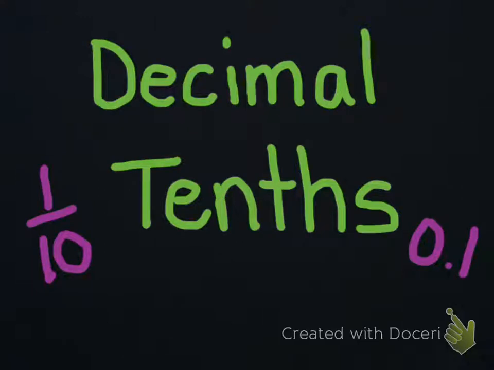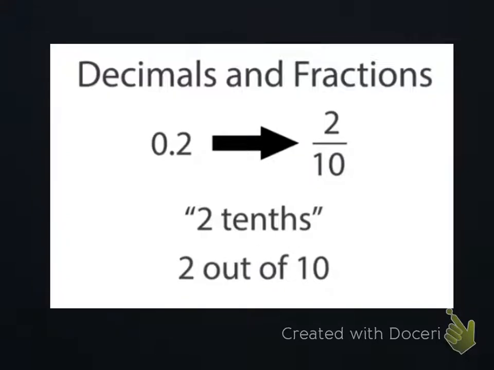Today's lesson is on decimal tenths. The decimal 0.2 is the same as 2/10, the fraction. They're both read as 2/10 because they both mean the same thing. They mean 2 out of 10.